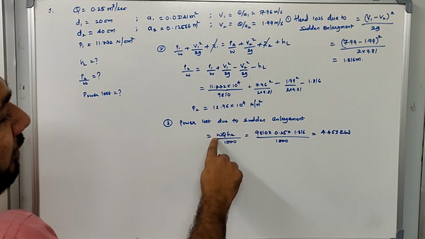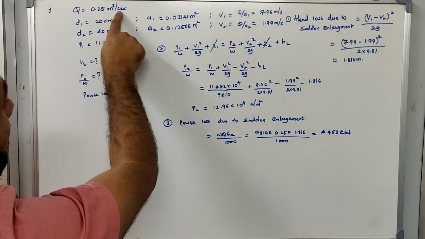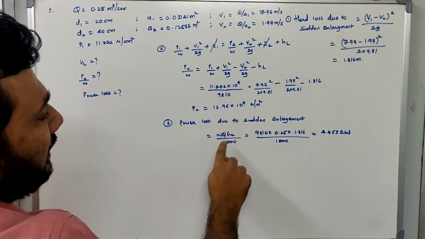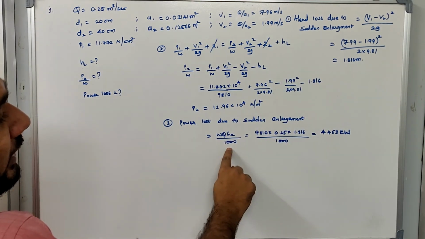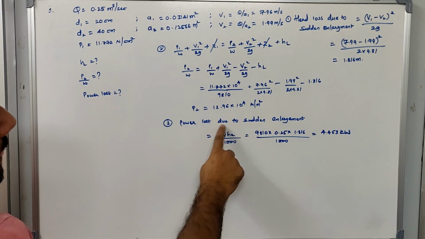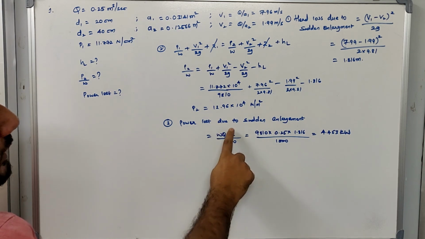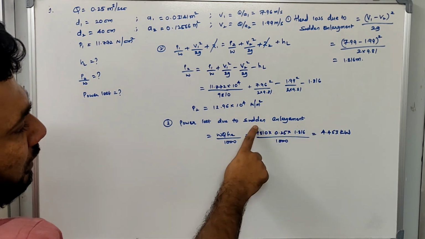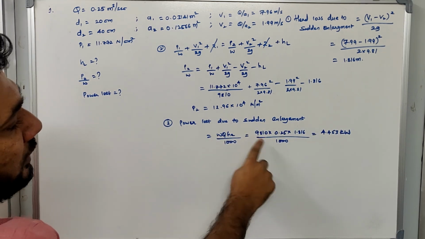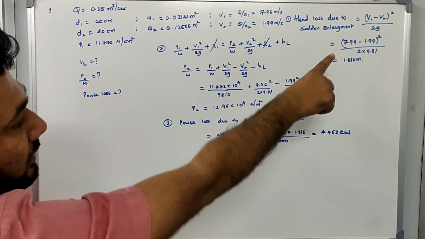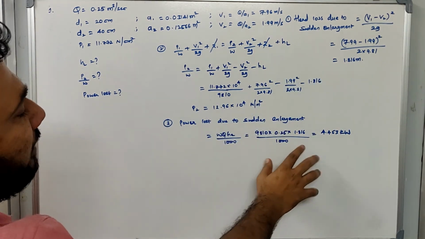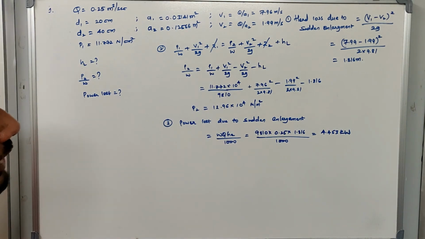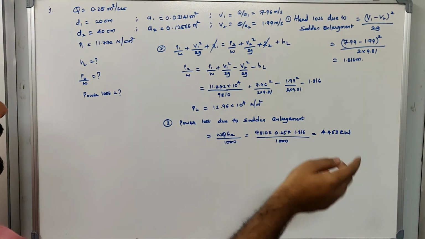W is the unit weight of water multiplied by discharge, which you already know, and substitute the head that has been lost in this equation and divide by 1000. If you only take W Q into H, it will give the answer in watts. By dividing by 1000, we get it in kilowatts. Substitute W as 9810, discharge as 0.25, head loss as 1.816, and divide by 1000. So we get the power loss due to sudden enlargement as 4.453 kilowatts.